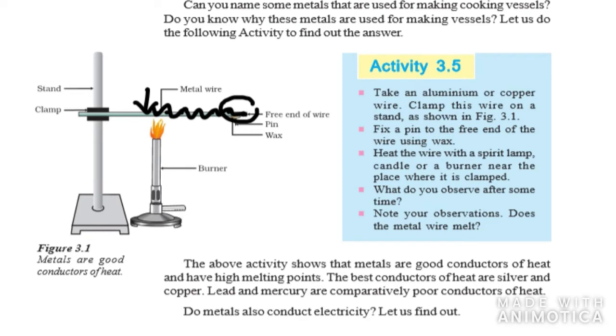Now, mark the points given here. It says that metals are good conductors of heat. This is the fifth property, and they have a high melting point. The best conductors of heat are silver and copper. Lead and mercury are comparatively poor conductors of heat.